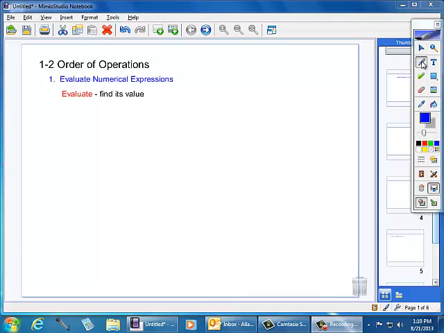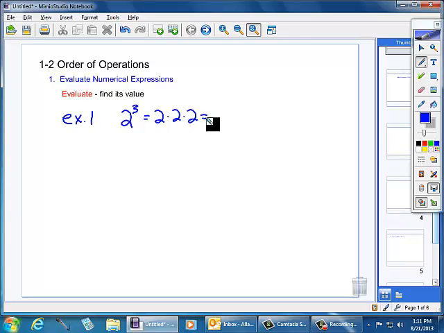So if you remember your exponent rules, let's take a look here. Example 1. Evaluate this expression, 2 to the power of 3. Nope, not 6. Okay, what does 2 to the power of 3 mean? It means 2 times 2 times 2 equals 8. Commonly mistaken. Most people that make mistakes on that one will write 6.